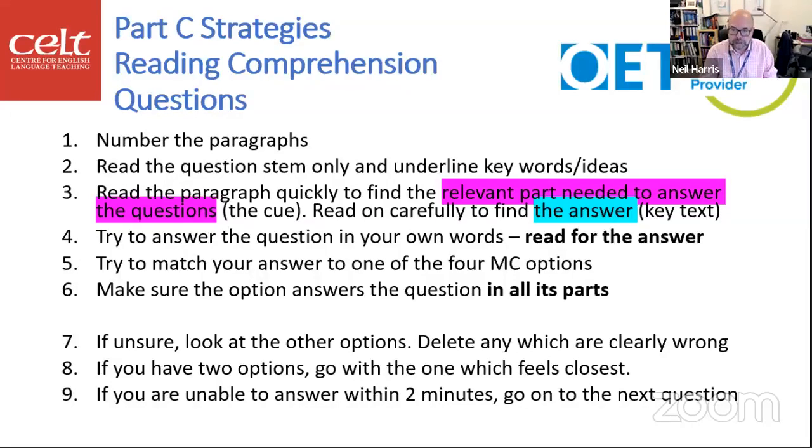other options. So if you can't find a good match, if one of them doesn't immediately jump out at you as being a good fit, well, it might be 2 of them, then look at the other options and try to delete any which are clearly wrong. That might be because the text says the opposite or the information is not given. You might be left with 2 options.